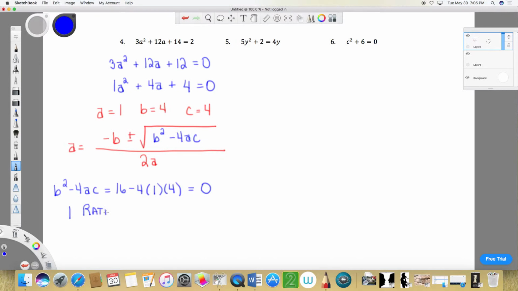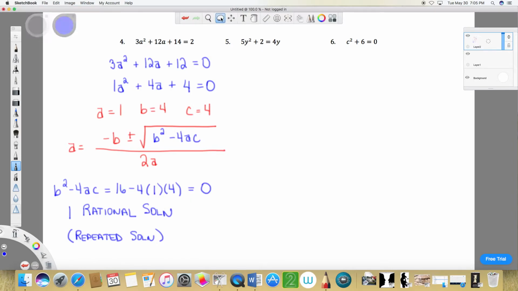rational solution. And because that exponent is a 2, you'll often see people emphasize that one solution is a repeated solution. Because in quadratic equations, we don't have to worry about extraneous solutions. All right, so here's our answer for number 4. The discriminant was 0. There was one solution, and the type of that solution was a rational solution.